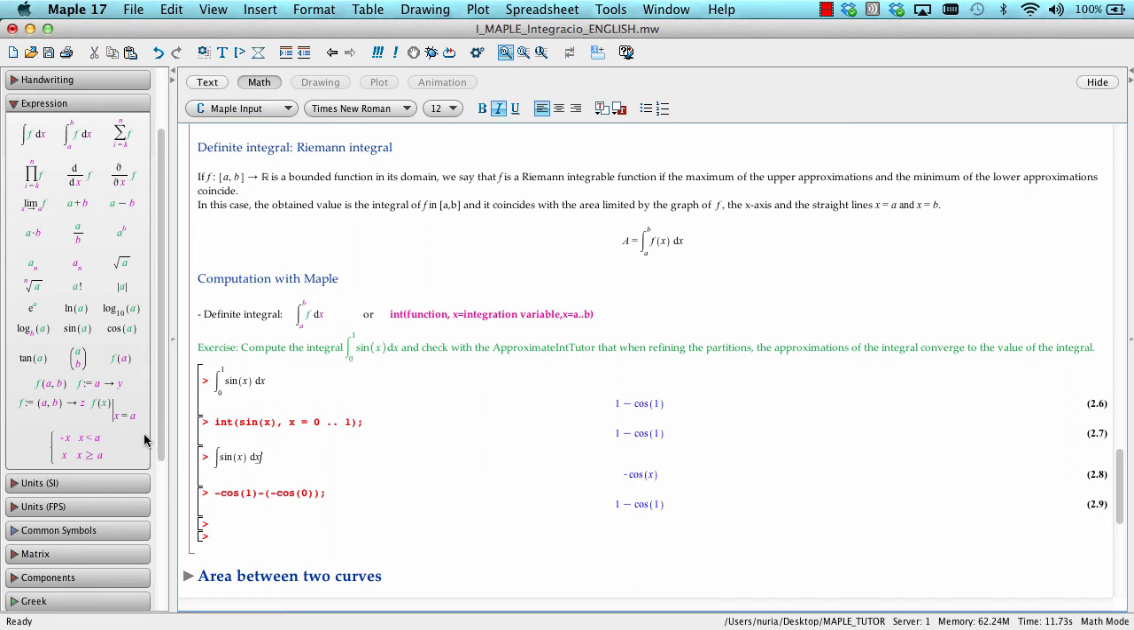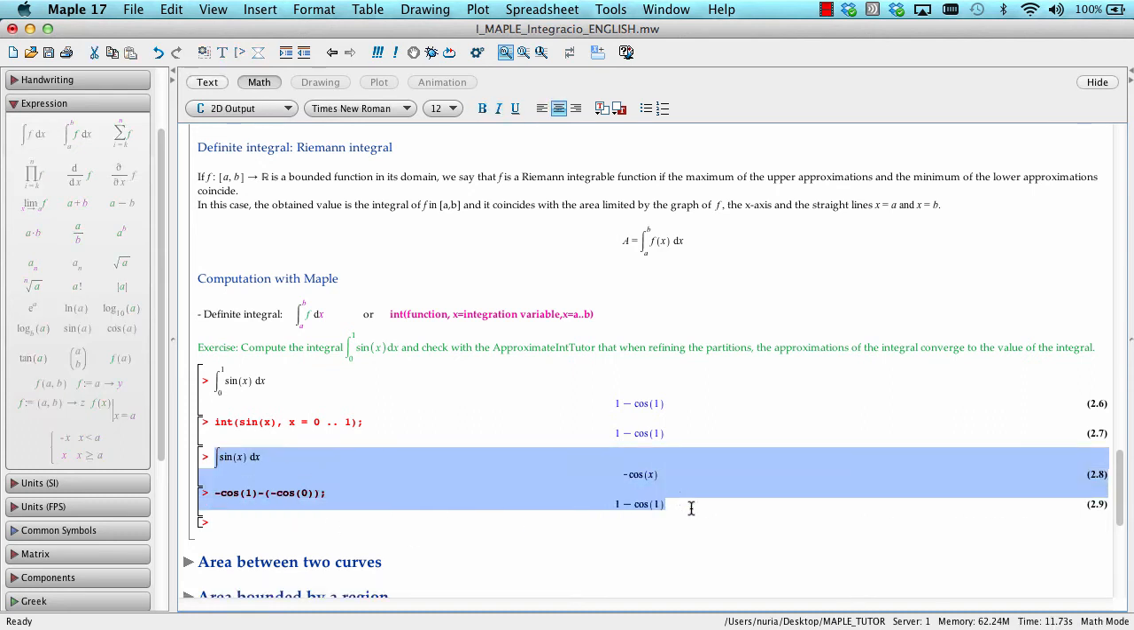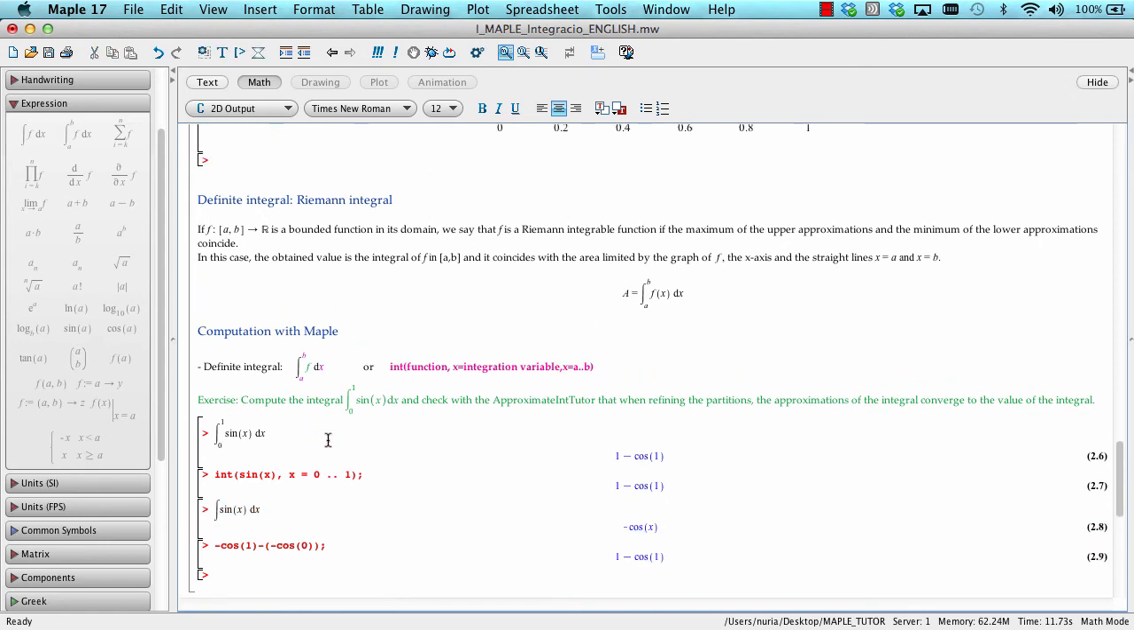I don't know if I will be able to do this now. We usually show this by putting a bar here and putting a 0 down and a 1 up, okay? So this is the Barrow rule, which allows us to easily compute the values of definite integrals without using rectangles. So now let's move on.